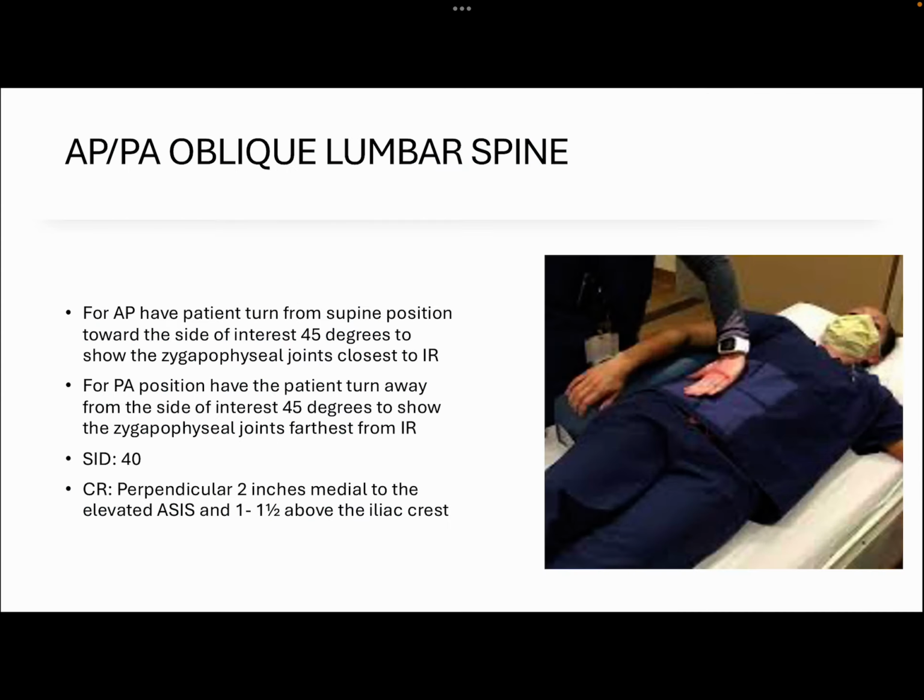So, AP and PA oblique lumbar spine. For the AP oblique, you have the patient turn from the supine position toward the side of interest 45 degrees to show the Z joints closest to the IR. For the PA position, you have the patient turn away from the side of interest 45 degrees to show the Z joints farthest from the IR. The SID is 40 inches, and the central ray is perpendicular, 2 inches medial to the elevated ASIS and 1 to 1.5 inches above the iliac crest.